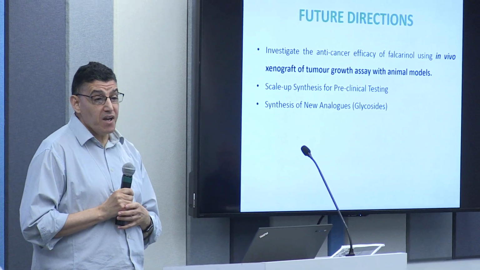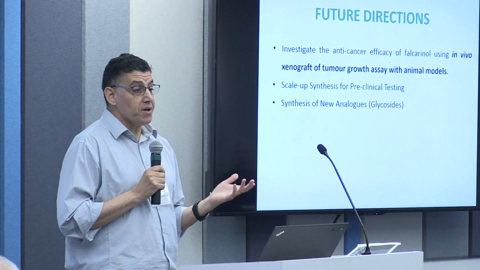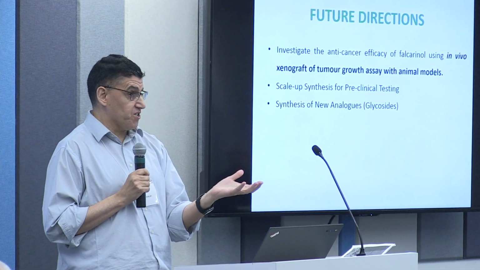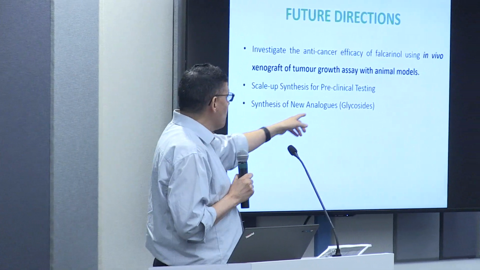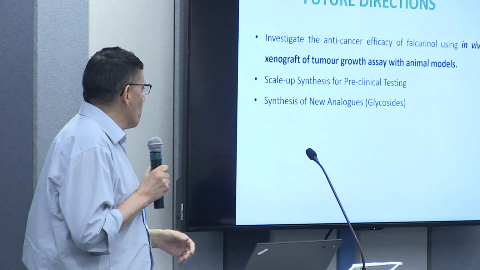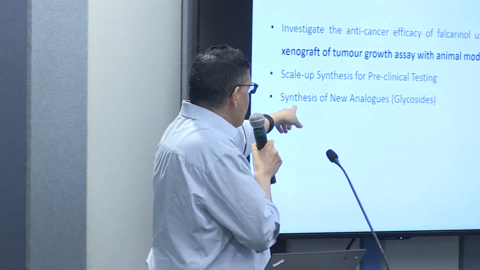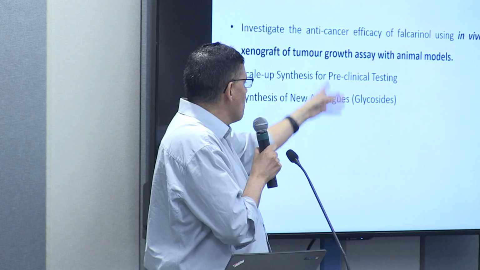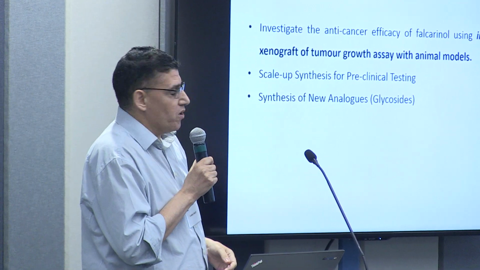So far, all the experiments that have been carried out at UBC and VGH were carried out in vitro, where they had cancer cells in Petri dishes. The next step is to carry out in vivo experiments using animal models, and that's what we are doing at the moment. We are going to make more FC, in larger quantities, for preclinical testing and also to carry out this in vivo experiment.